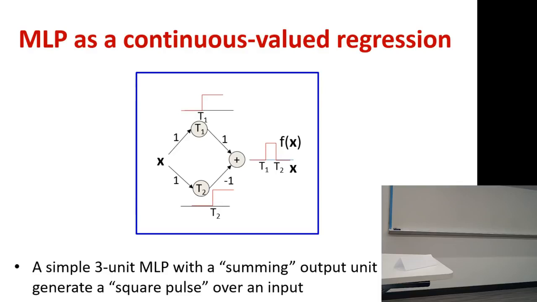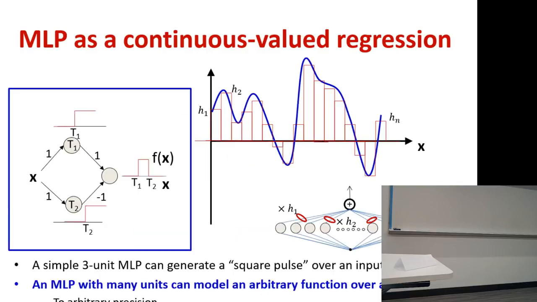So what happens? As the input scans left to right, when it first exceeds T1, the first one is going to fire, the second one will not. So the output goes to 1. But then when I exceed T2, the second one also fires and cancels out the first guy, and the output goes back to 0. So between T1 and T2, I can have an output of 1. Elsewhere, I can have an output of 0. And now I can model any function, right?